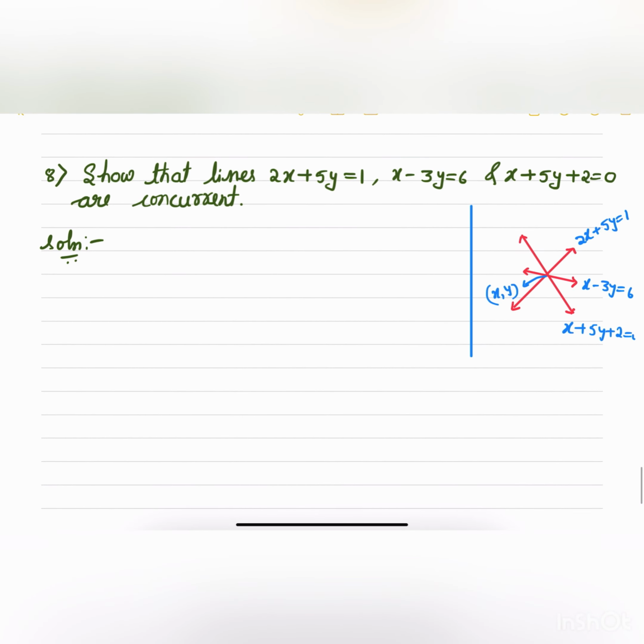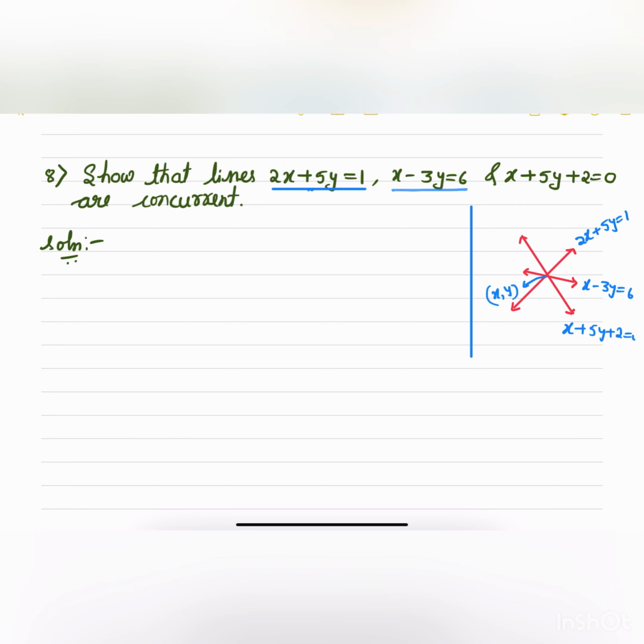Now, we'll go for the last question of this video. Show that the lines 3x plus 5y is equal to 1, x minus 3y is equal to 6, x plus 5y plus 2 is equal to 0 are concurrent. Concurrent in the sense they meet at a single point, and the point will be (x, y). So we are supposed to find the value of x and y, and we have to show that all the values of these three, if we solve these three equations, we are going to get the same value. So that is the concurrency.